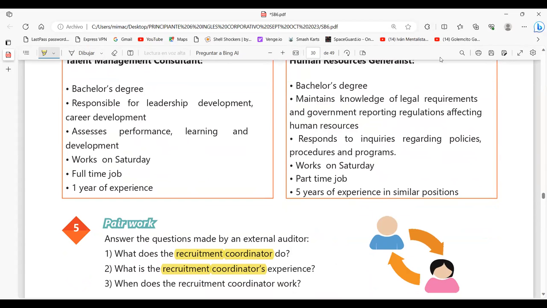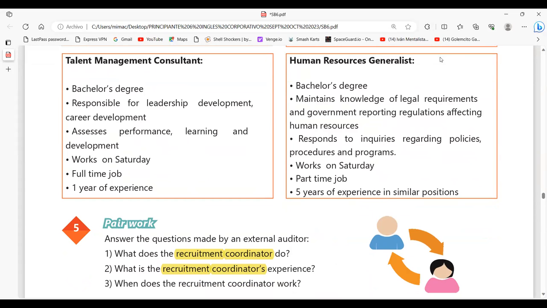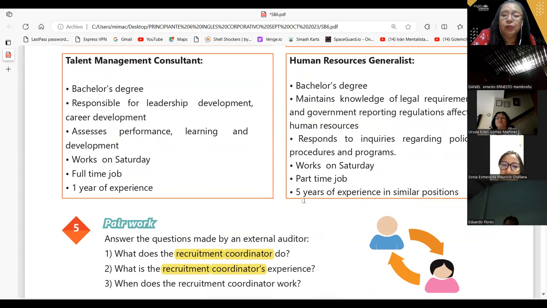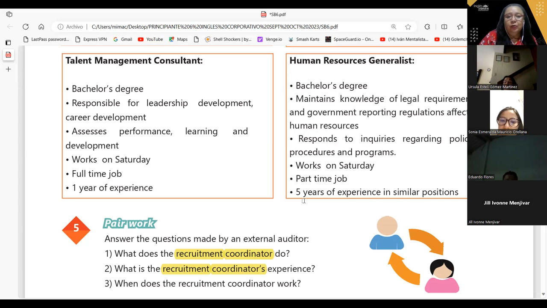Now I'm going to ask to address the question. Let me see. From the list. Maybe it's ready for the question. Yvonne? Here. Okay, question number two, but you replace recruitment coordinators, okay? What is the recruitment?